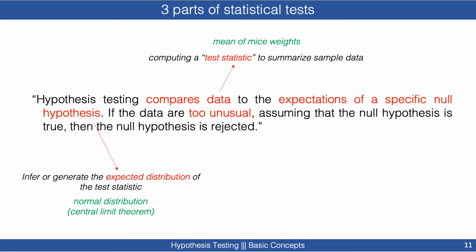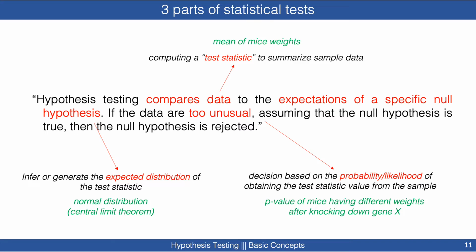And the second part of hypothesis testing is you need a distribution. And this distribution of the test statistics allows you to determine when the value that you obtain is rare enough for you to reject that hypothesis. And finally, you need to compute this probability, this likelihood of the data given the hypothesis, so you can decide whether or not that null hypothesis can be rejected.